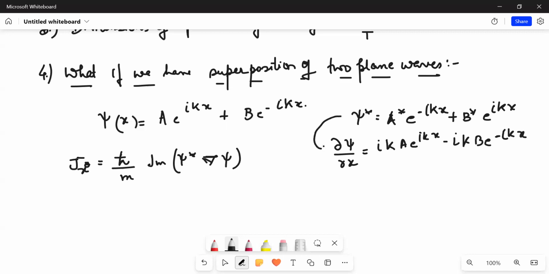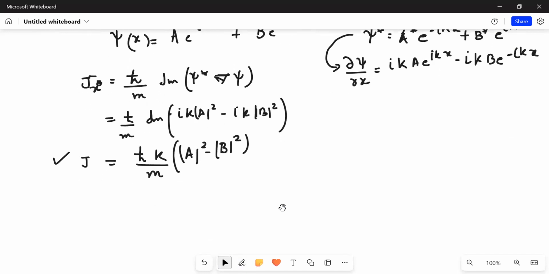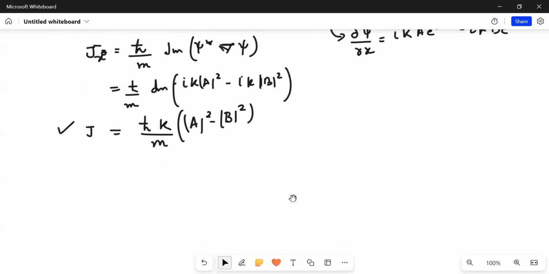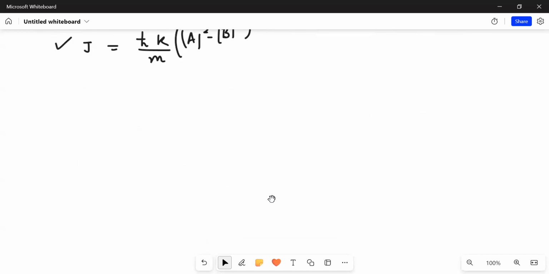Fine. And if I multiply both of them, what I'll get is h cut upon m, imaginary part of psi star into this. So you'll get iota k modulus of a whole square, and then minus iota k modulus of b square. So iota is accompanied by both. So your probability density would be h cut k upon m times modulus of a whole square minus modulus of b whole square. Okay, is that clear? So this sums up most of our things in probability density. Then a few of the things are left. We'll see all those things later.